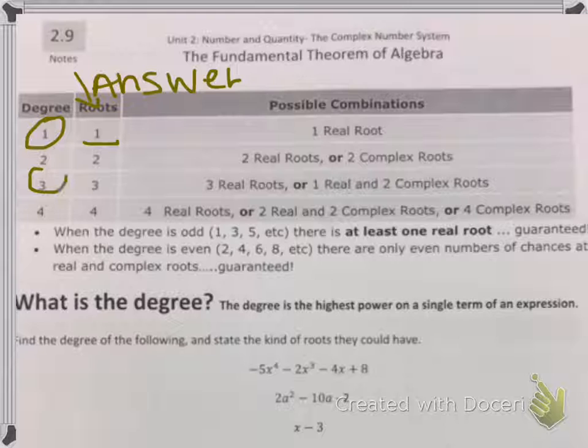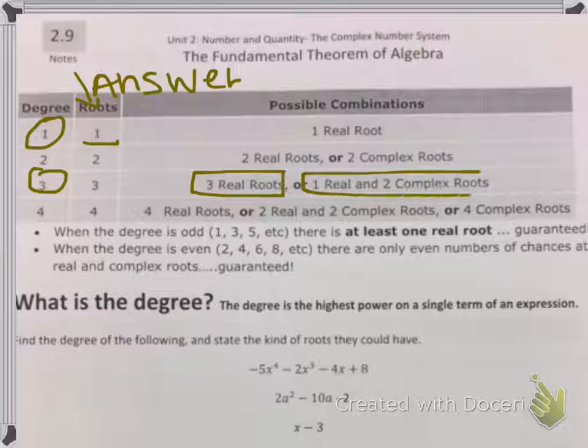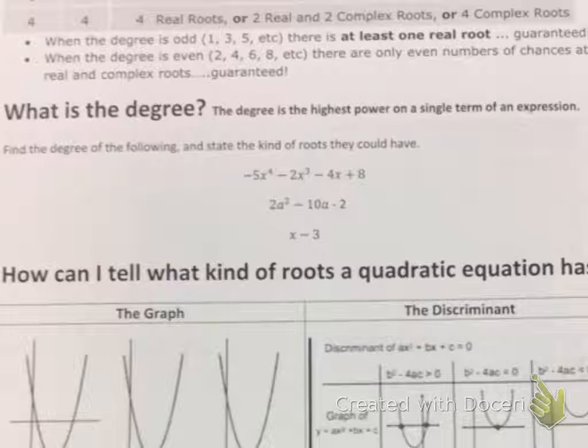So if my highest power is 3, which is called my degree, then I have a chance of having 3 real roots or 1 real and 2 complex roots. You can read through this chart to understand it a little bit better, but I'm going to jump down and do these problems.